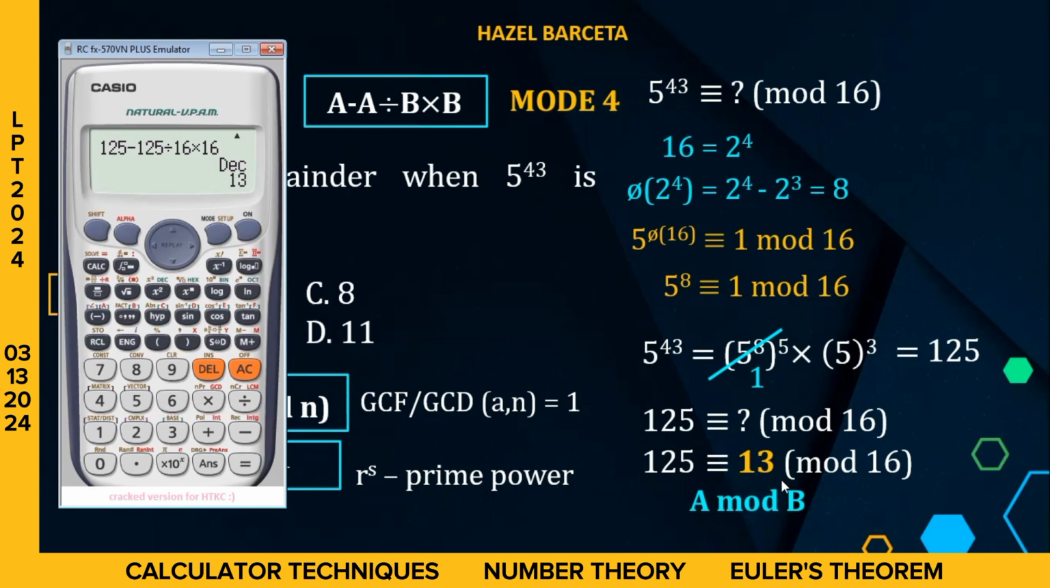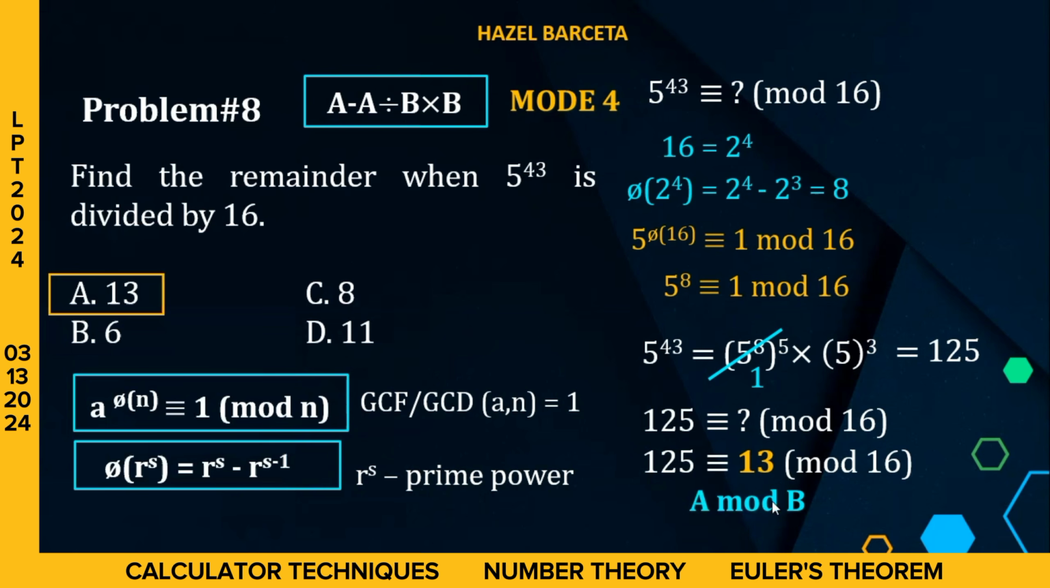So, we are correct. So, ito po, kailangan po nating ma-master ang ating Euler's Theorem. Then, combination of our calculator techniques, then we're good to go. Again, it is 13, letter A. So, this is all about Euler's Theorem.